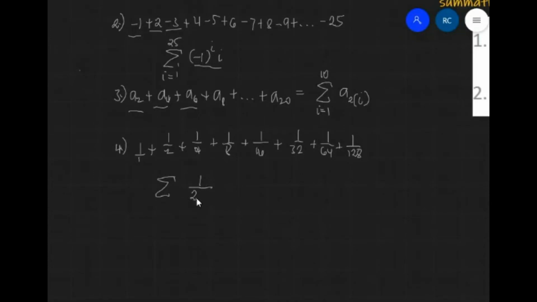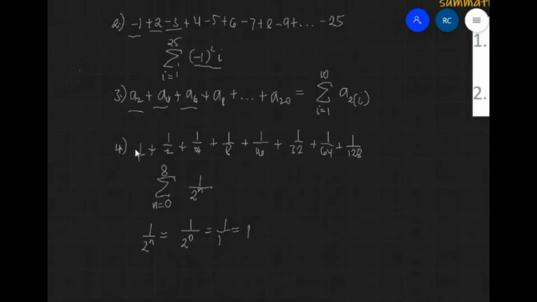2 raised to n. O, try natin yung n, where n is equal to 0 until 1, 2, 3, 4, 5, 6, 7, 8. Ito yung formula natin ha: 1 over 2 raised to n. Try natin yung first term. So 1 over 2 raised to n, first term ay 0. Sabi dito, 1 over 2 raised to 0, and we all know that any number raised to 0 is 1. So 1 over 1, which is also equal to 1.